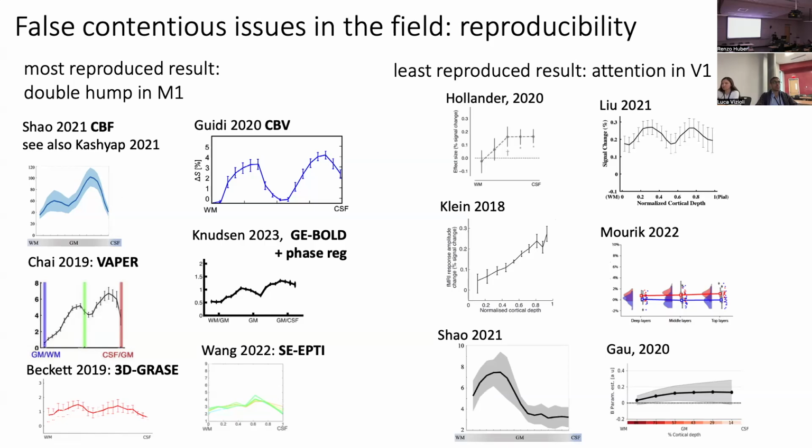Attention effect in V1 is a pretty general term, right? They all use different tasks. They all look at different aspects of attention. Whereas when you look at the reproducibility across methods, for example, looking at the double hump in the motor cortex, you can get that with CBF, with blood flow, blood volume, a mixture with gradient echo BOLD with phase regression, or spin echo BOLD. No matter if you do vertex-based or voxel-based layerification, you can see that. So overall I want to bring across that there are a lot of methods out there that you can pick and choose from, and if you use them right, you can get the right neuroscientific answer.